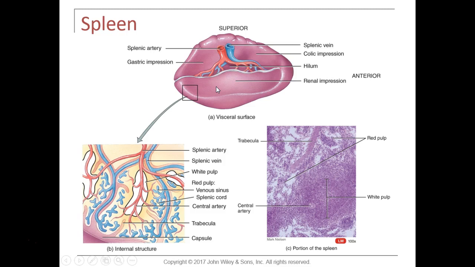The spleen is an encapsulated organ. It is a secondary lymphatic organ, meaning we may carry out immune responses there, but the B cells and T cells are not produced there, and they don't undergo maturation and become immunocompetent in the spleen. So it's considered a secondary lymphatic organ.